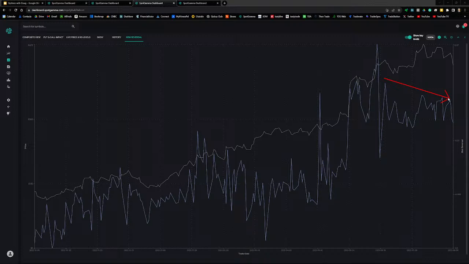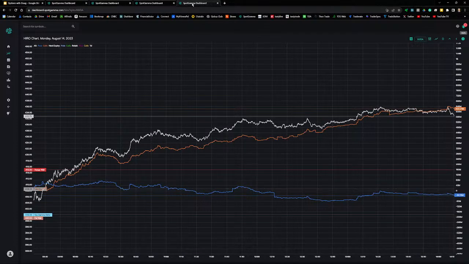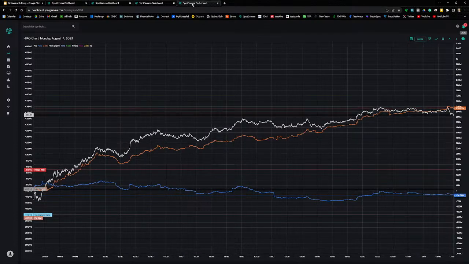And apparently the price of the calls got low enough and the price of NVIDIA got low enough that the call buyers were in here aggressively today buying calls. Again, shown by this rising orange line. So let's go take a look at Bookmap.